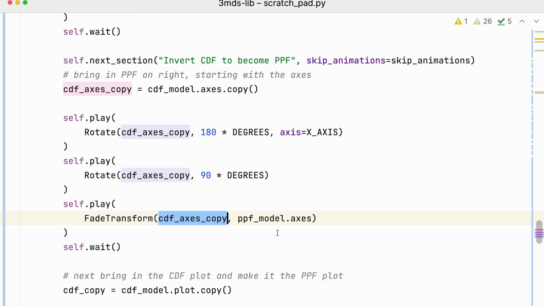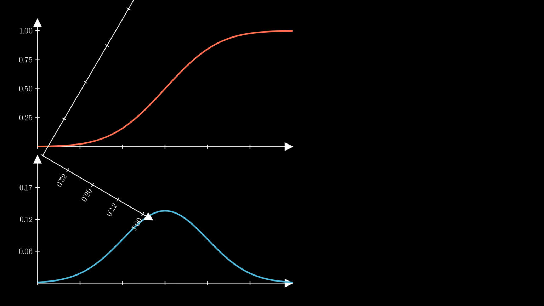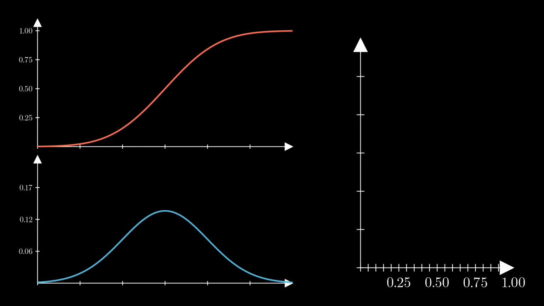And then I'm going to do something called a fade transform. So I'm going to take that axes I just copied, and then make it become the axes on the probability point function model. The fade transform, when you have two objects that don't seem to transform from one to the other as well, it's a good transformation to resort to, where it just basically does a fade illusion to make it look like the transformation is happening, but it's really fading from one to the other.